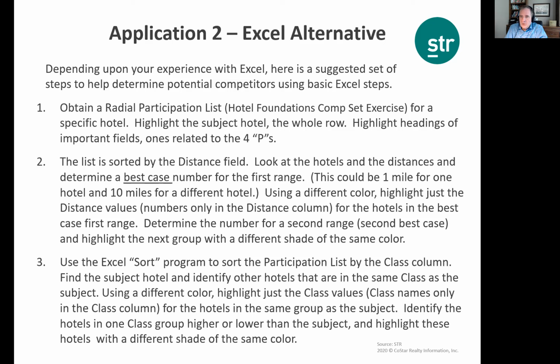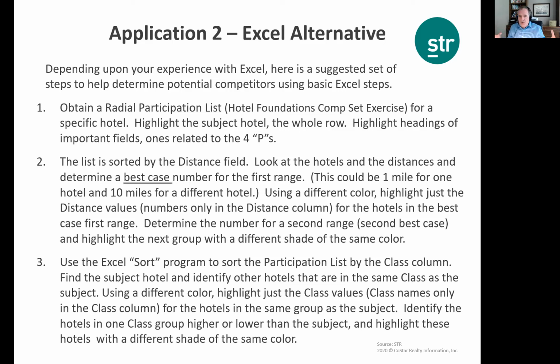And when you're in Excel, what we have you do is color the best case hotels in one shade, like a darker shade, dark green, and then color the second best set of hotels in a lighter shade of that same color, dark green, light green. You'll see this in a minute. So that's step 1 with the distance field.